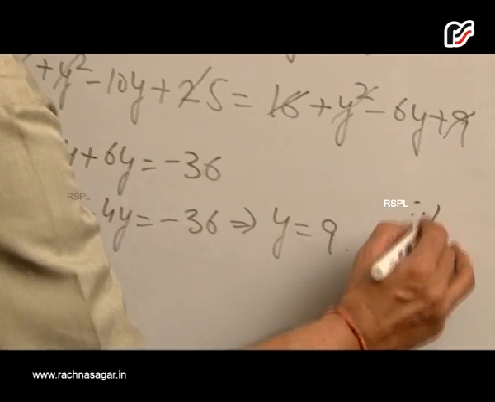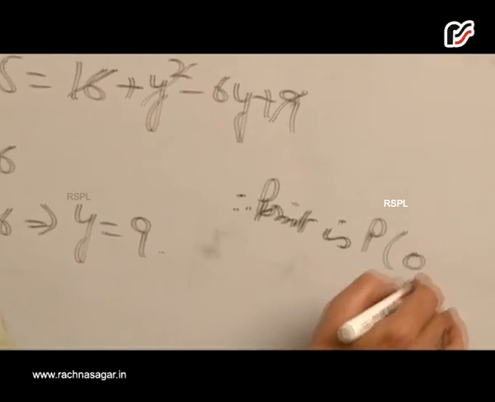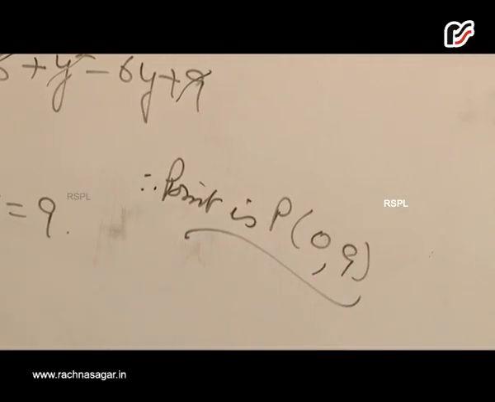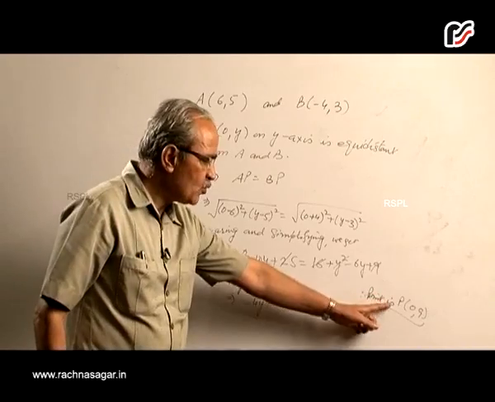Therefore, the point is P(0, 9), which is equidistant from A and B, and the point is on y-axis.